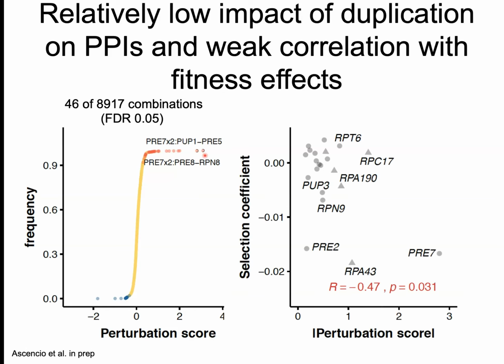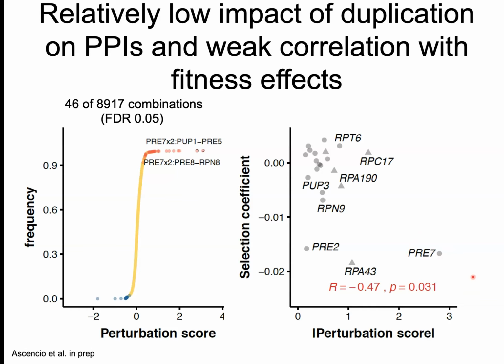So now we can look at the correlation between the selection coefficient we measured in the competition experiments and the changes in interaction that we show here on the x-axis as the absolute perturbation score. And we can see a negative correlation between the two that is significant. However, most of the relationship is driven by this particular subunit that affects protein interactions when it is duplicated, PRE7.